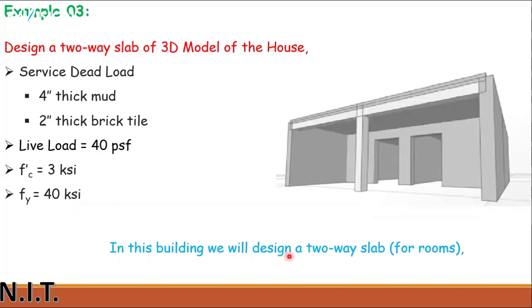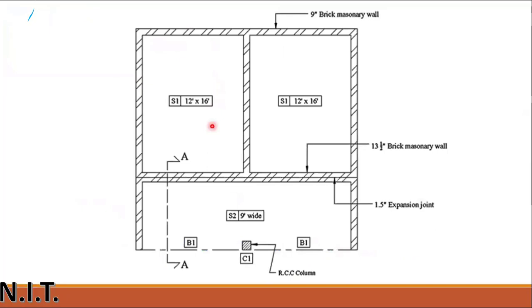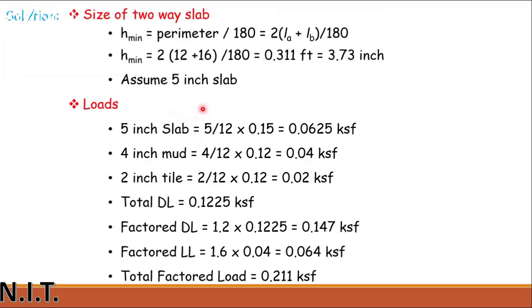In this building we will design a two-way slab for rooms. This is our two-way slab S1. We will try to design this numerical, the two-way slab problem, so we have to design this slab S1. The dimensions of the slab are LA is 12 feet and LB is 16 feet.